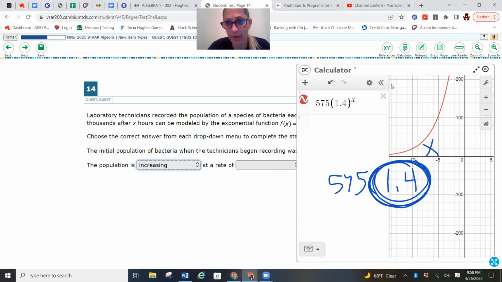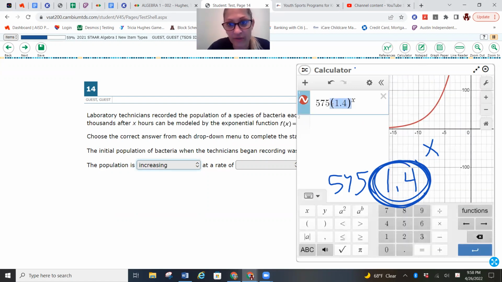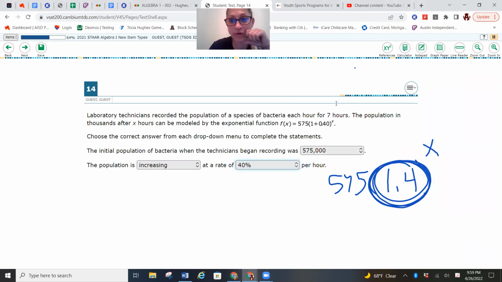Another way to remember is any number bigger than 1 as the B value, it increases. Any number between 0 and 1, it decreases. Now, what is it increasing at a rate of? 40%. Remember, it had 0.4, and that's 40%.